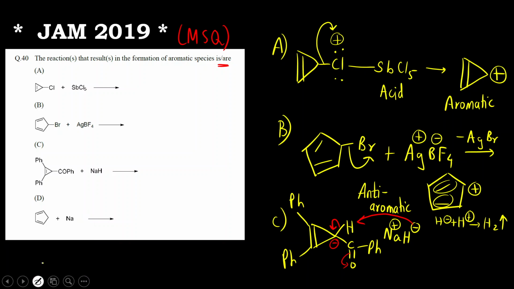So what is the product that is formed? There is a negative charge. Now there are 4 pi electrons. That means it is going to be anti-aromatic.